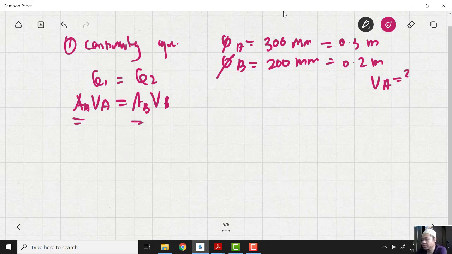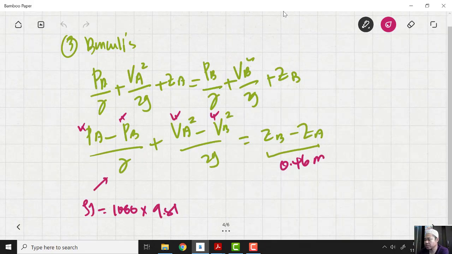Since the question wants us to find the value of VA, we need to change the equation. VB equal to AA over AB times VA. Why do we need VB? Because we want to substitute the value of VB into this equation. When you substitute VB, we can factorize VA and find the value of VA.